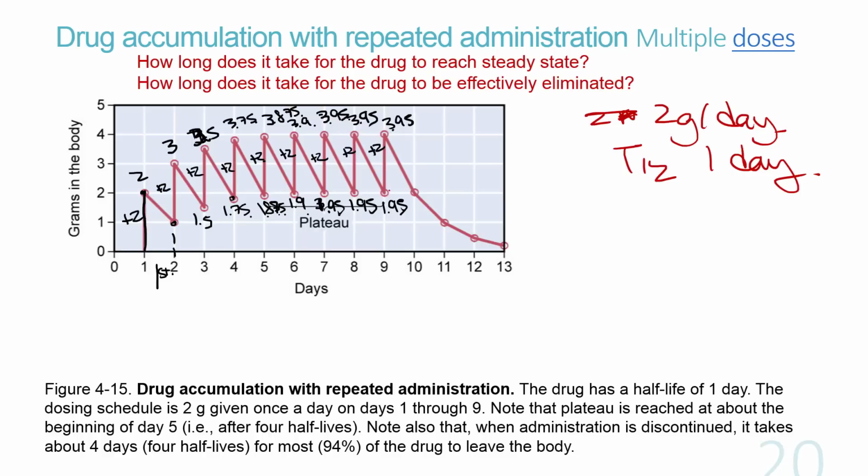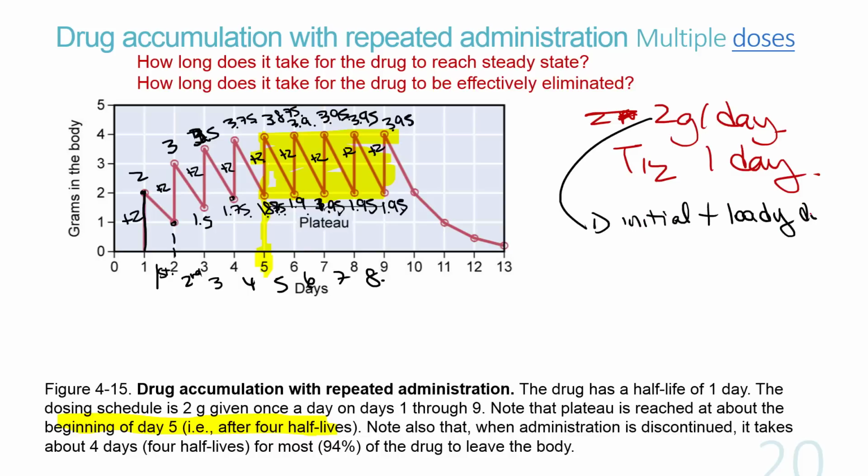And then on day 9, that's the last dose of the drug that's given. So let's look at this. First half-life, second, third, fourth, fifth, sixth, seventh, and eighth, right? So basically what the blurb down below says is that it reaches steady state after 4 half-lives. After this, it basically bumps around the same levels, right? So the 2 grams then becomes the initial dose as well as the loading dose. Right? So it takes 4 half-lives for it to actually accumulate to steady state.